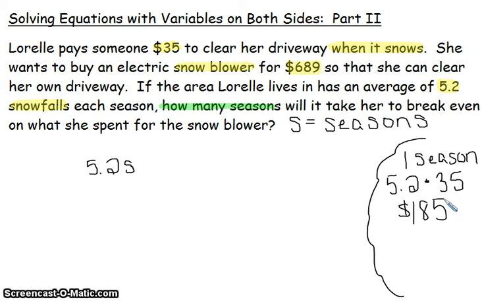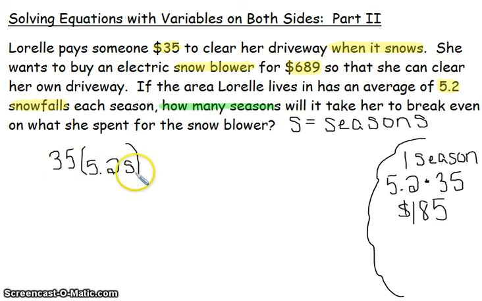But let's back up here and think. We don't know how many seasons. We know it's 5.2 snowfalls per season. We know it's $35 for every snowfall. But this is the number we have no idea about. That's what we have in green here. We got to know how many seasons. So what we can do is 5.2 times S is going to tell us how many total snowfalls over however many seasons we have. So if we multiply that total amount of snowfall by $35, that's going to tell us how much this person's going to make.